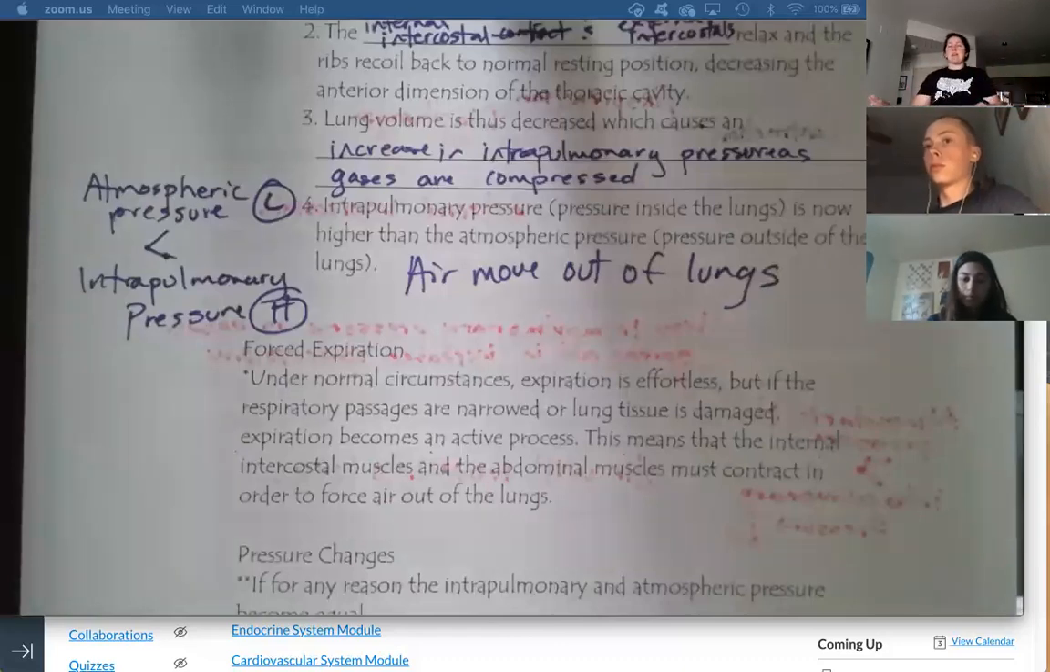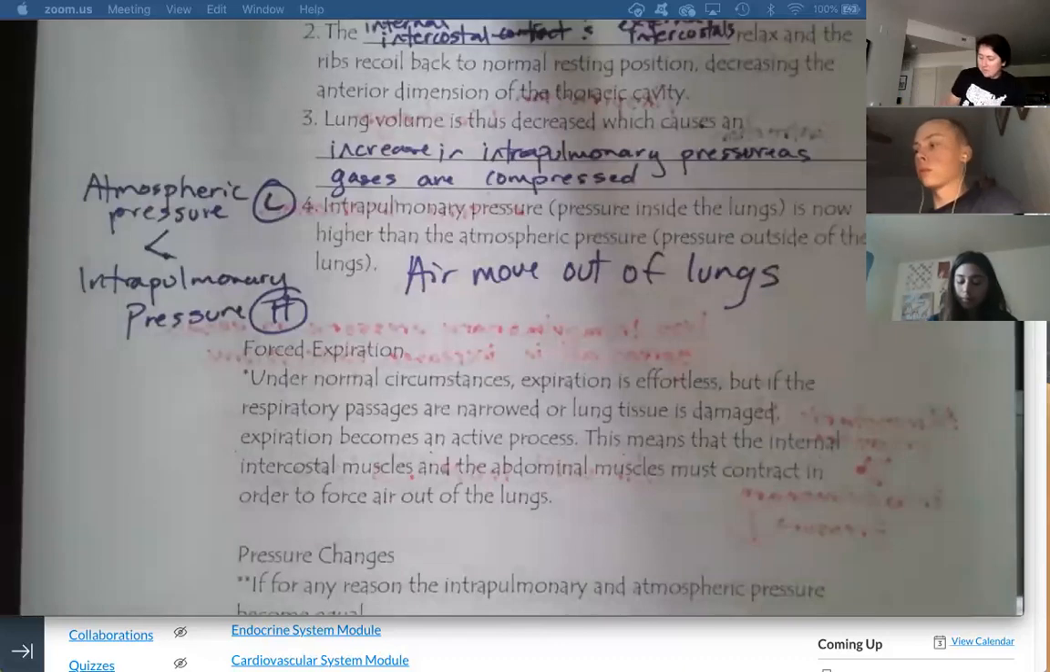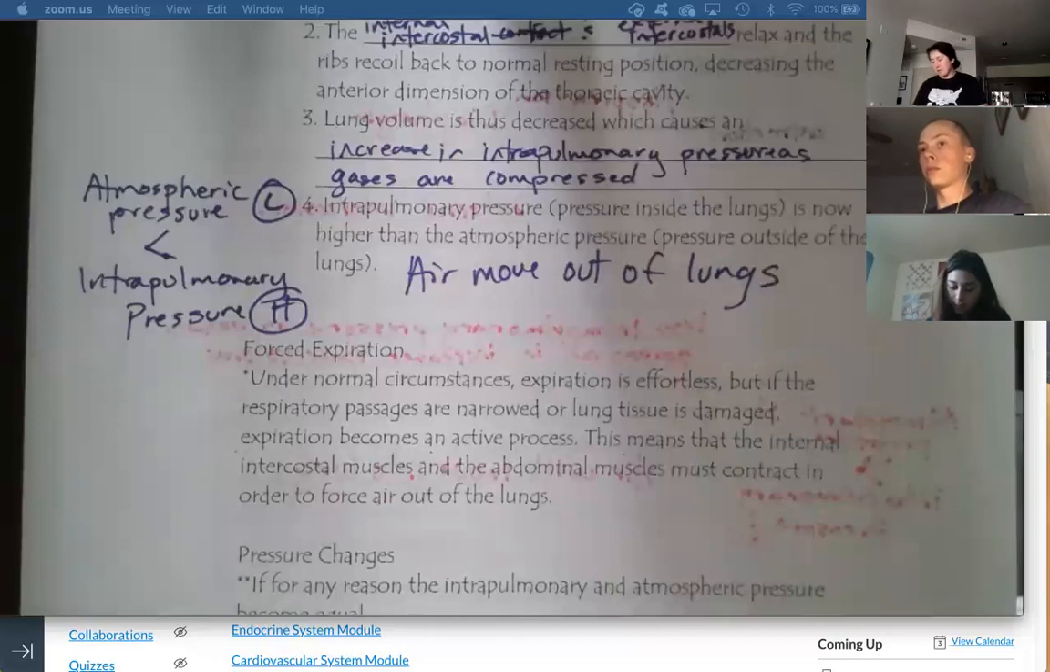That is why, if you have ever had a really bad cough and you cough for a really long time and you end up having sore abs, it's because your abdominals actually contribute to expiration. Under normal circumstances, expiration is effortless. When you breathe out, there's very little effort being put into it. Inspiration, because you have so many muscles contracting, is an active process, but exhalation is a passive process.